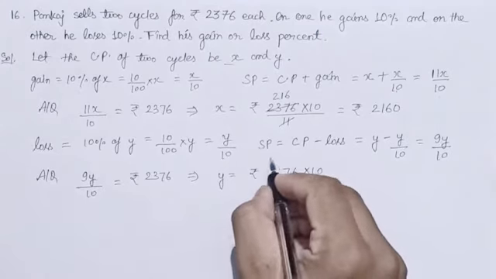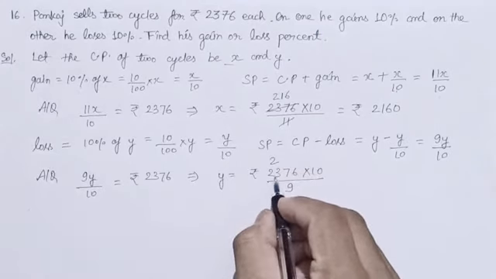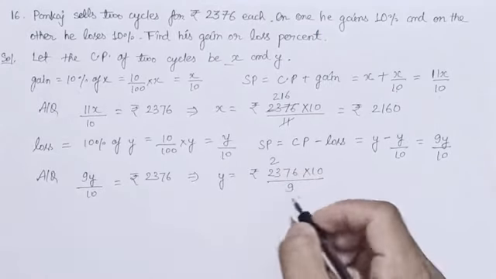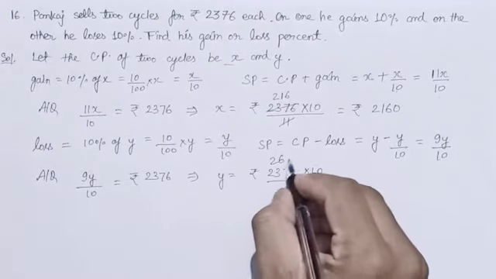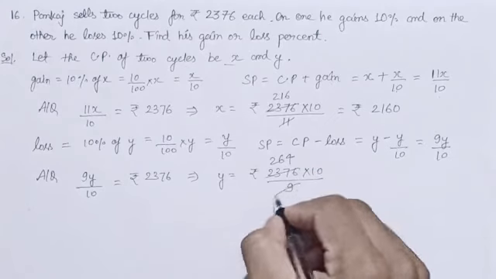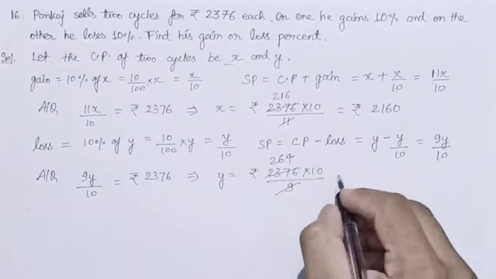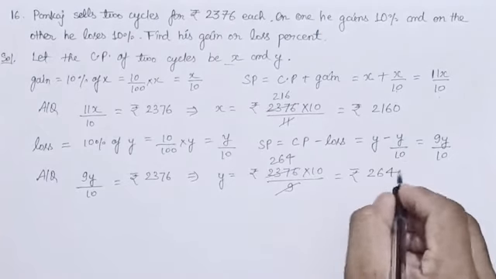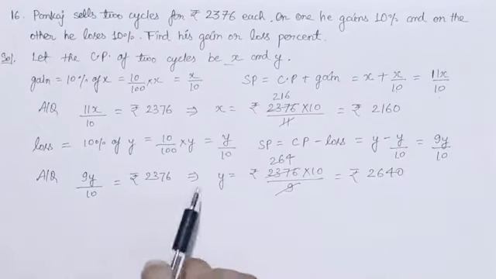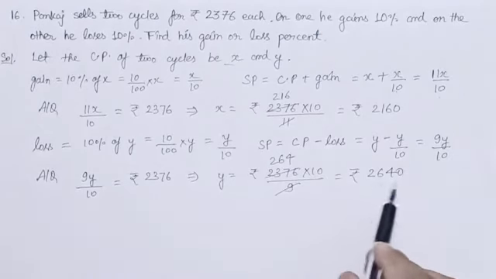So it implies that y is equal to rupees 2376 into 10 divided by 9. 9 2 times 18, 18 and then 57. 9 6 times 54, 3 and 6, 9 4 times 36. Now 264 into 10 equals rupees 2640. So the cost price of the other cycle is 2640.